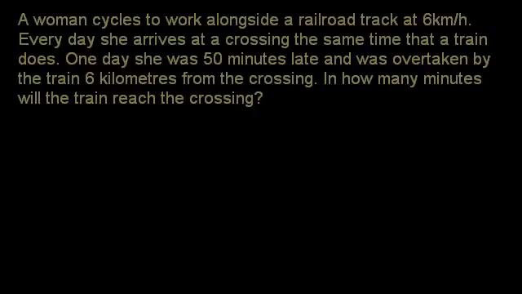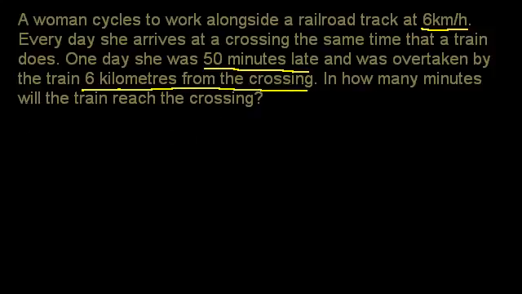Here's another interesting word problem that was sent by Cortaggio. A woman cycles to work alongside a railroad track at 6 kilometers per hour. That's an interesting piece of data, 6 kilometers per hour. Every day she arrives at a crossing the same time that a train does. Okay? One day she was 50 minutes late and was overtaken by the train 6 kilometers from the crossing. And how many minutes will the train reach the crossing?